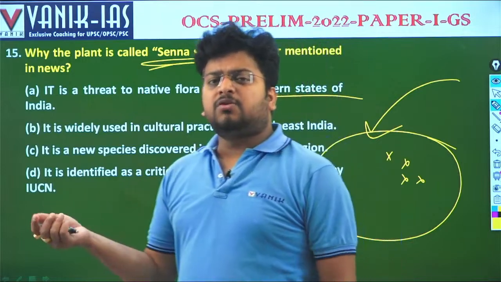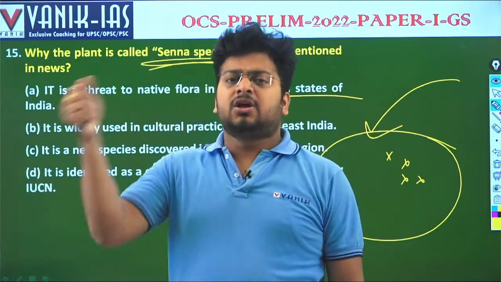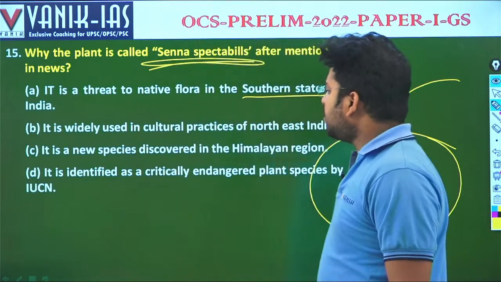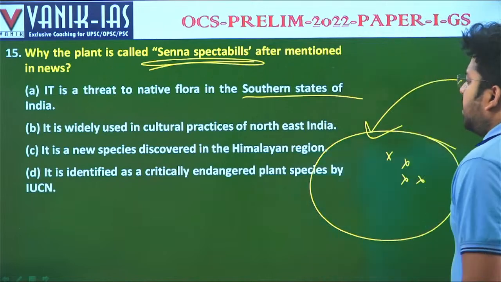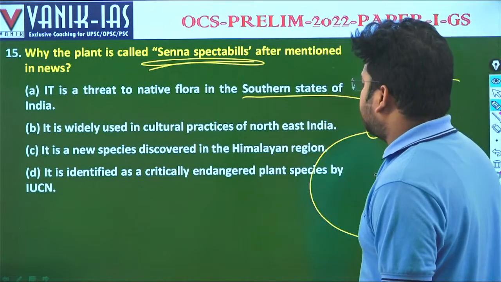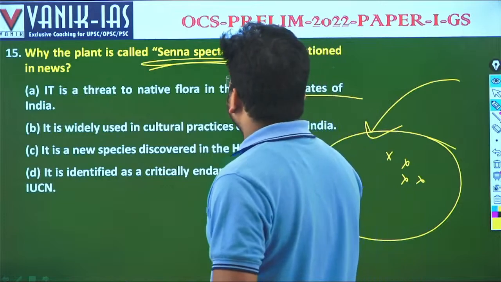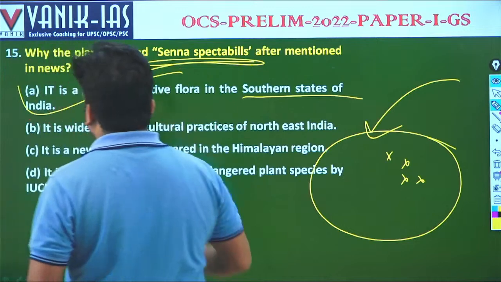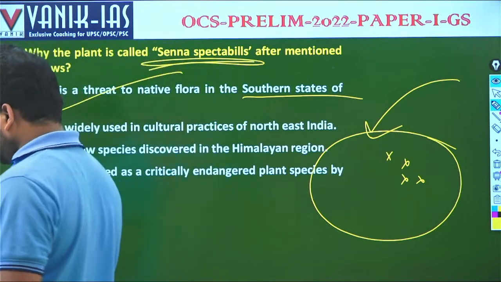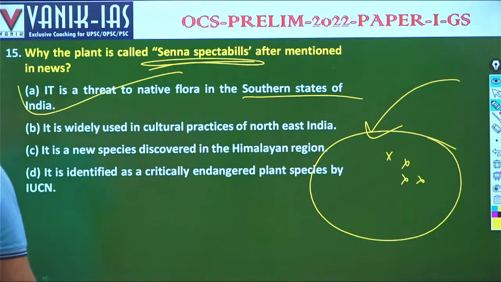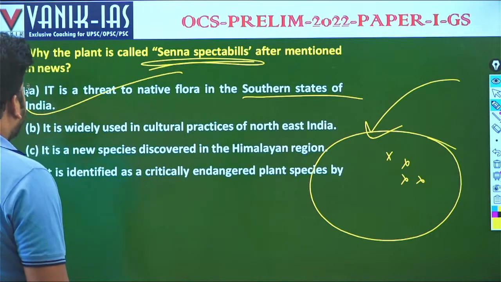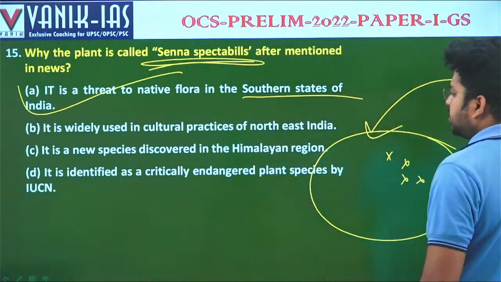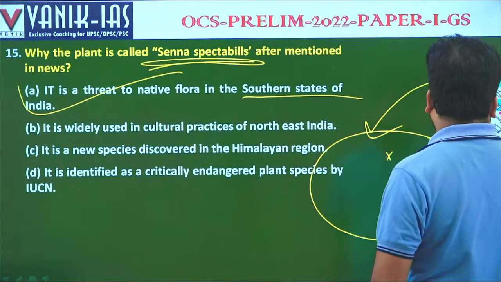When a particular foreign species comes to your environment and becomes dominant, that is called an invasive species. It is identified as a critically endangered plant by the IUCN. In the southern states of India, it is a threat to the native flora. It is widely used in cultural practice in northeastern India. It is a new species discovered in the Himalaya region. So A is the answer.